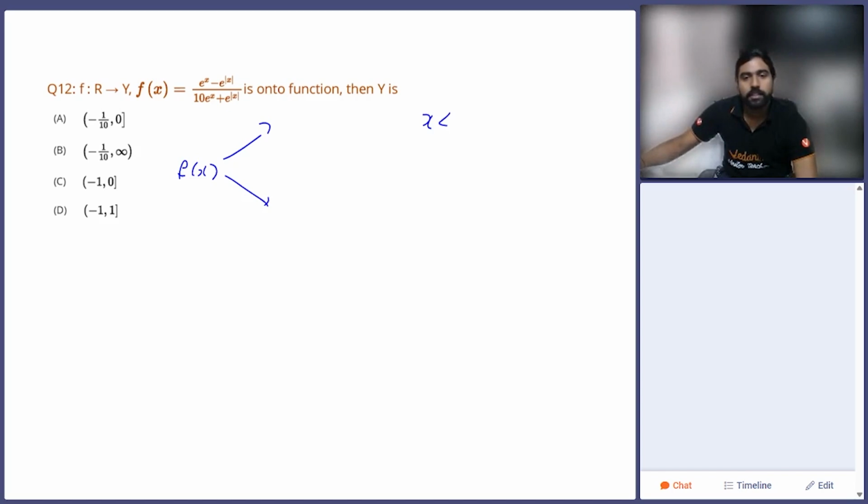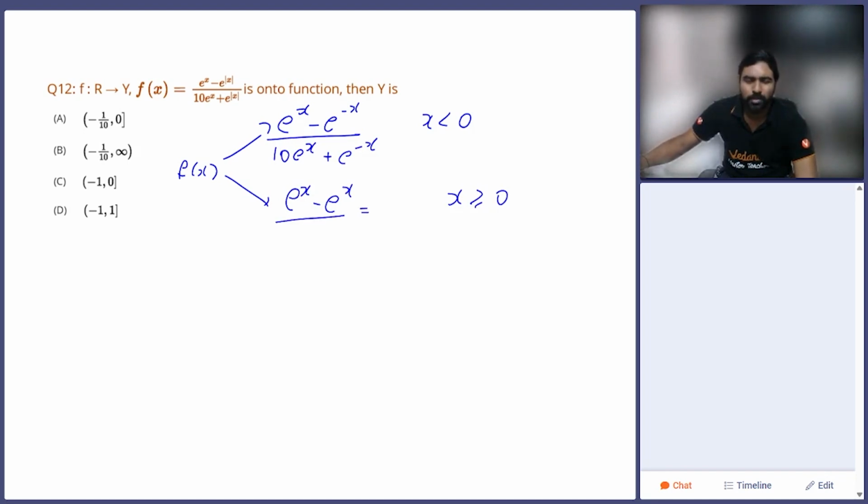When x is less than 0, basically what will I get? I'll get (e^x - e^(-x)) / (10e^x + e^(-x)). When x is greater than or equal to 0, I have e^x - e^x upon whatever it is, I don't care. This is 0 upon something not 0, so I don't care. I can say for x greater than or equal to 0, f(x) is 0. So for positive numbers it is always constant, equal to 0, done. So now I just need to get the range of this expression.